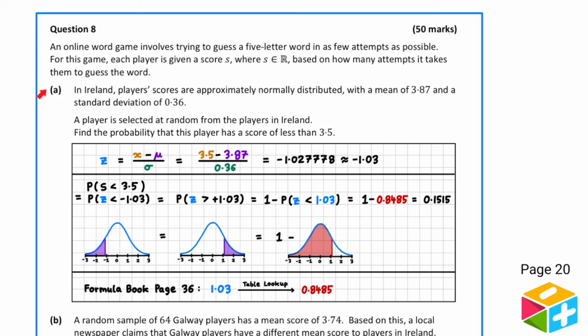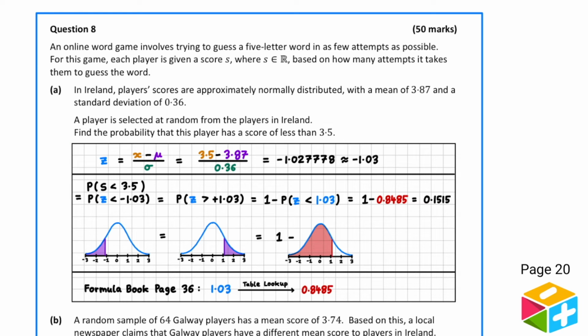Part A says that in Ireland, players' scores are approximately normally distributed, with a mean of 3.87 and a standard deviation of 0.36. A player is selected at random from the players in Ireland, and we must find the probability that this player has a score which is less than 3.5.